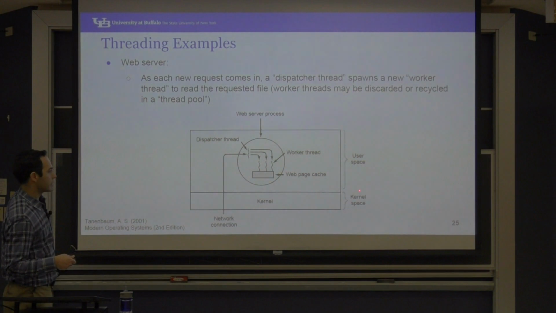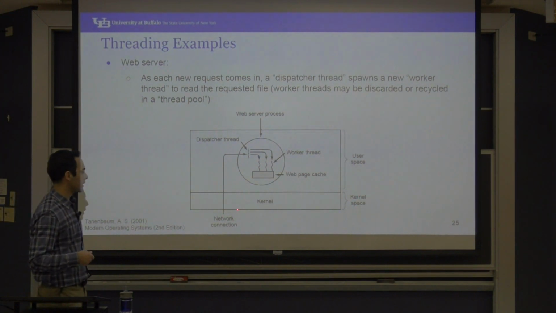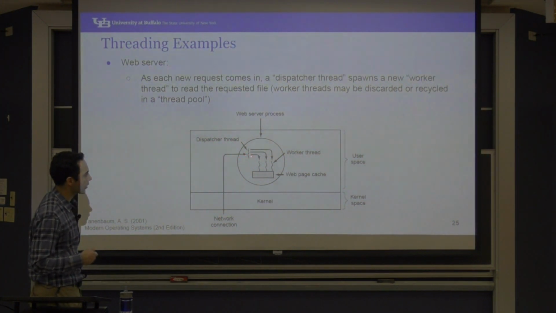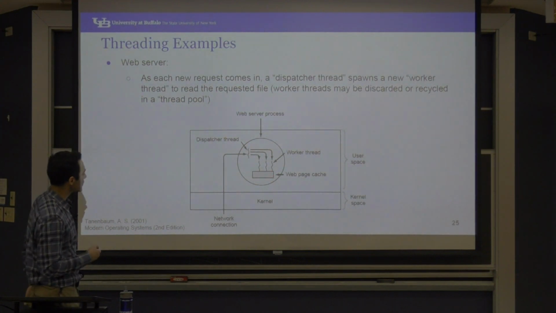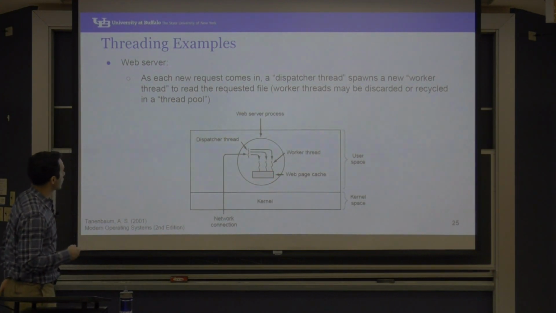So basically, this is what's happening. The kernel space is here. The network connection comes. This tells the process that there is an incoming connection. The dispatcher thread is there accepting it, and then giving it to different worker threads. And then this is an example of how these basically form the web page.